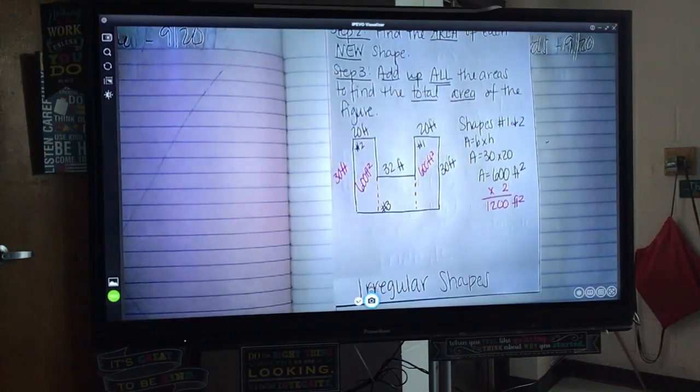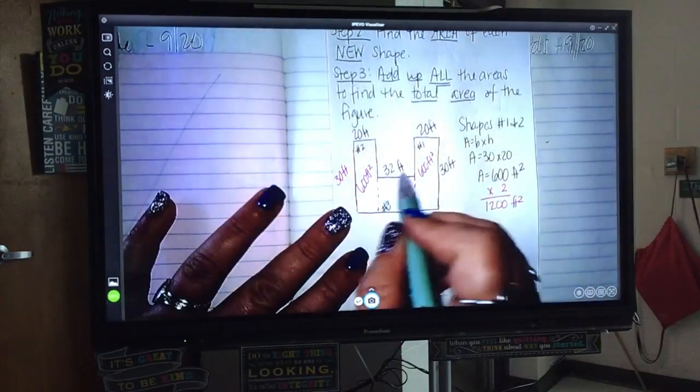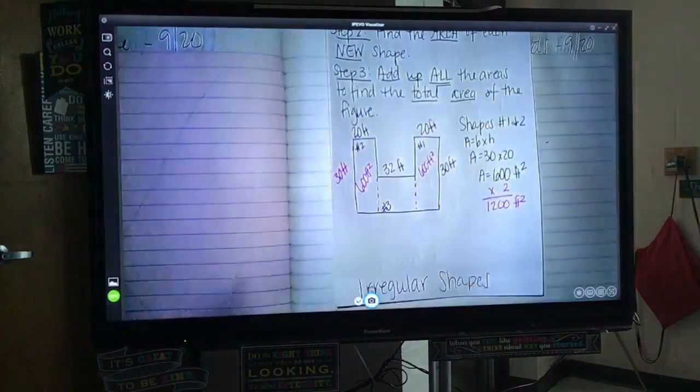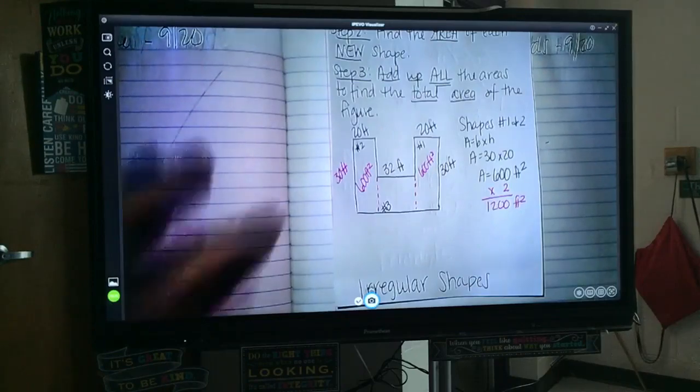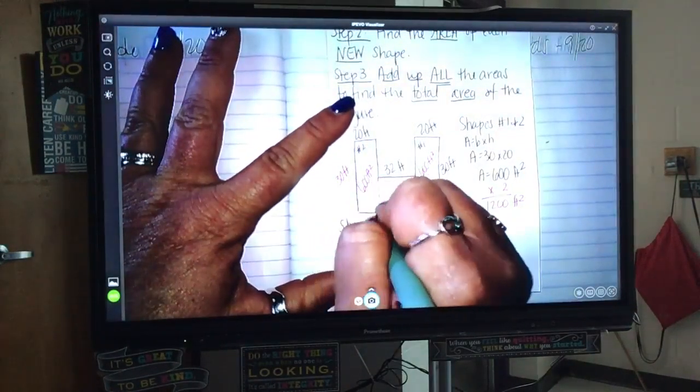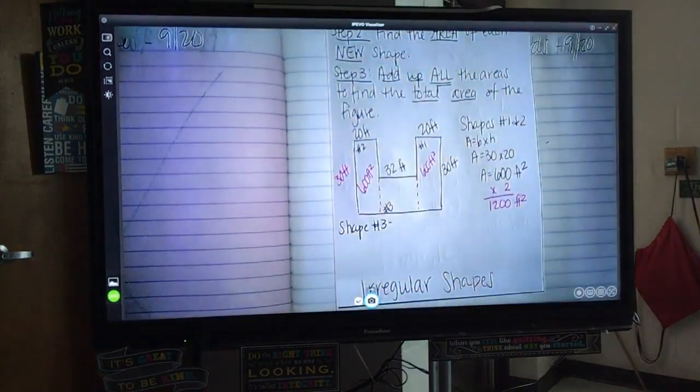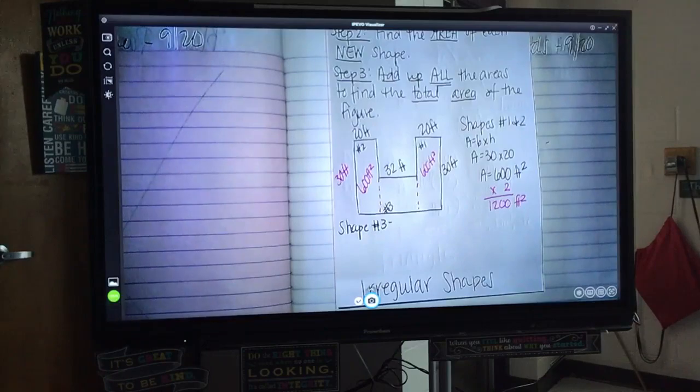Alright, now, for shape number 3, this one gets a little bit difficult because technically we only have one number. And we cannot assume, based off of the information that was given to us on the shape, that anything else is 30 or 20 or anything like that. So for shape number 3, what do we have to do first? What do you think we have to do first for shape number 3? Jack? Figure out the unknown length. Okay, how do you think we can figure that out?